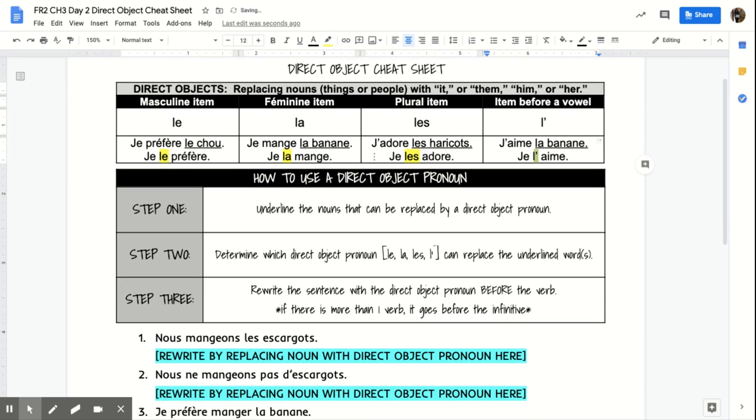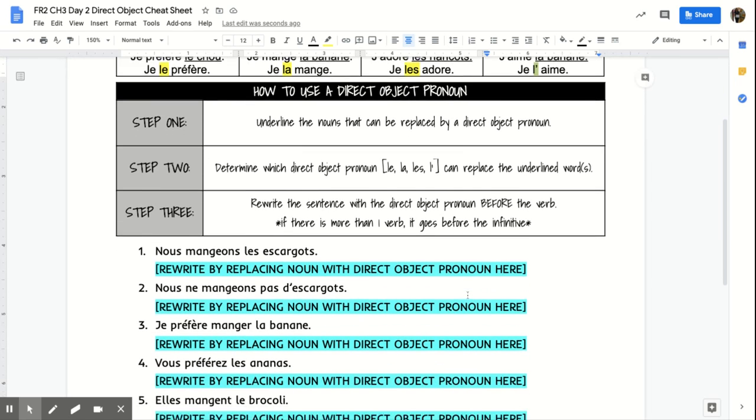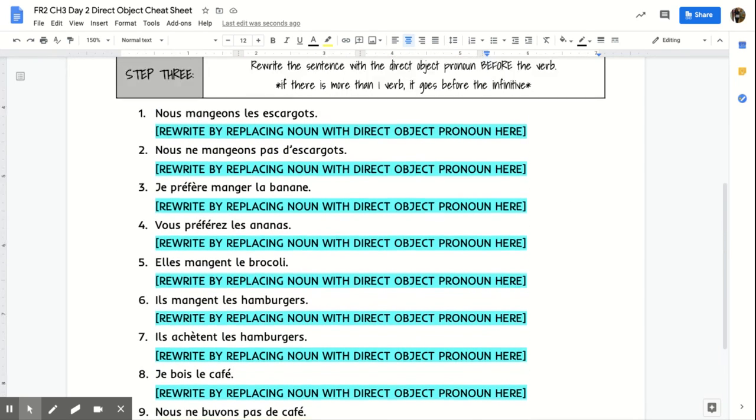Okay, so what's our first step? We're going to identify the word that we can replace by a direct object pronoun. Then we're going to determine which direct object pronoun we can use. Do we replace it with le, la, les, or l apostrophe? Then we rewrite the sentence, and that direct object pronoun goes before the verb. So we're going to do a couple of these together, and then I'll let you finish on your own.